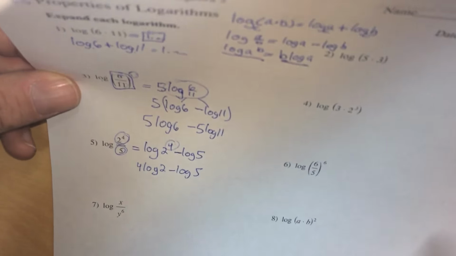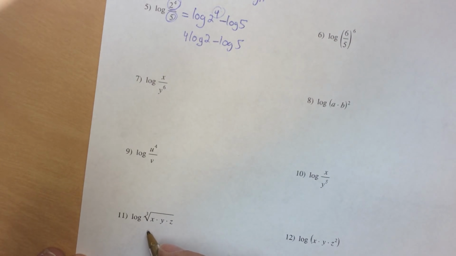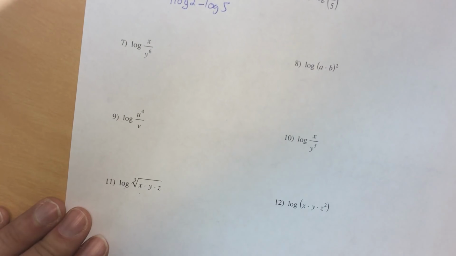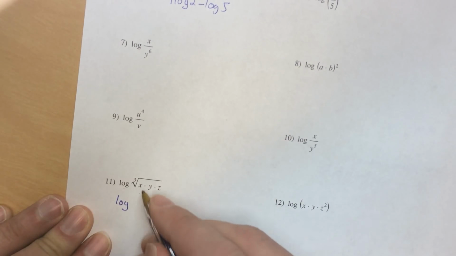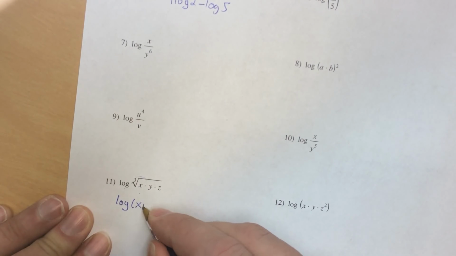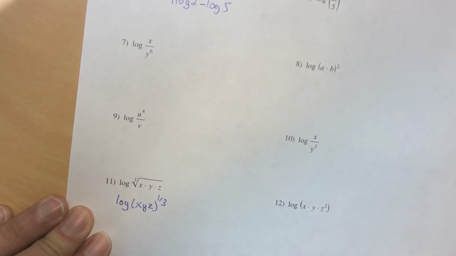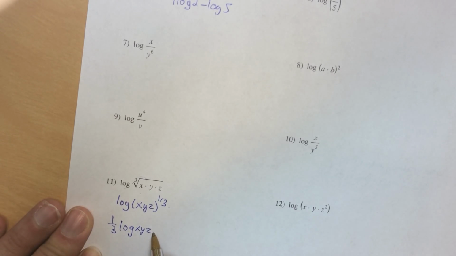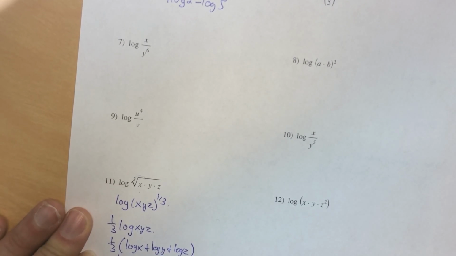One more I'd like to do on this page, I think, is here. We have log of the cube root. Now, we didn't learn any properties of cube roots for logs, so we need to rewrite this. You should recognize that the cube root is x times y times z to the 1/3 power. And so this is log of something to the 1/3 power. It's 1/3 log of x, y, z. And now we have log of things multiplying. This is the same as 1/3 times log of x plus log of y plus log of z. So it's 1/3 log x plus 1/3 log y plus 1/3 log z.